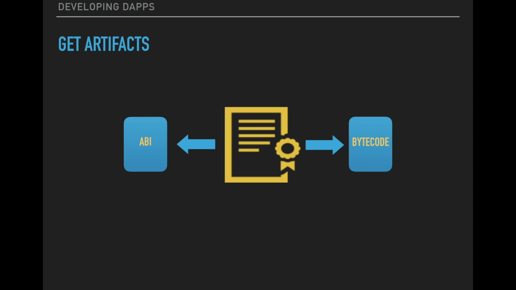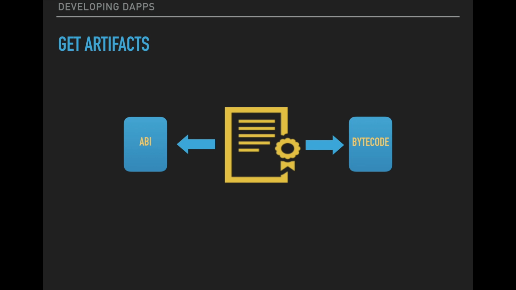Remember when I was writing Solidity code, I was compiling that code, and I didn't talk much about the outputs that come from this compilation process. Now we need to know what's going on there. In this compilation process, we have two outputs: the ABI and the bytecode.